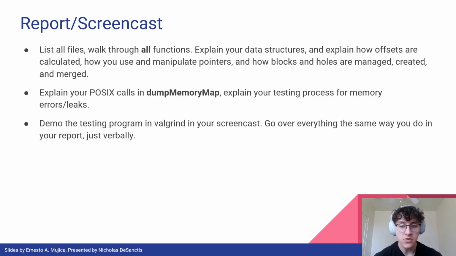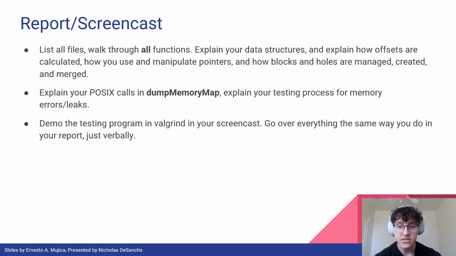Also, explain how you use your POSIX calls in dump memory map and how you used Valgrind and our command line test file for testing and finding memory leaks. This report should be in man format with markup and must be below the 500-word limit. You can once again find a detailed list of the report and screencast expectations on the P2 Canvas page.